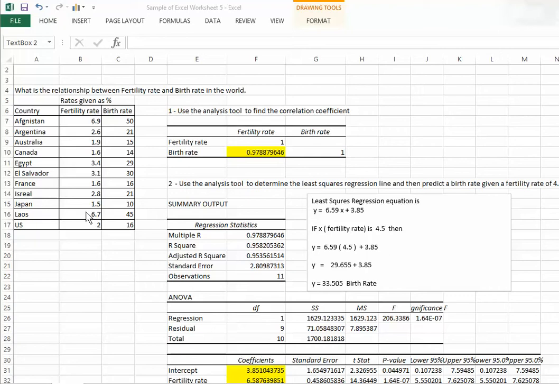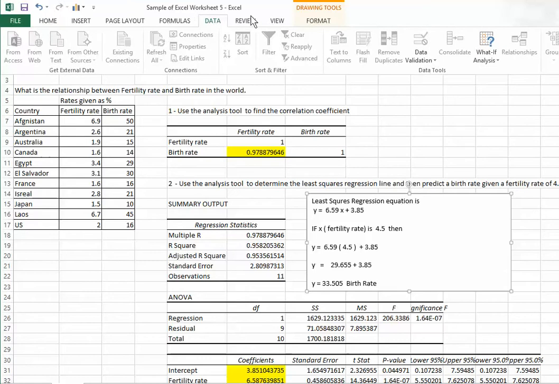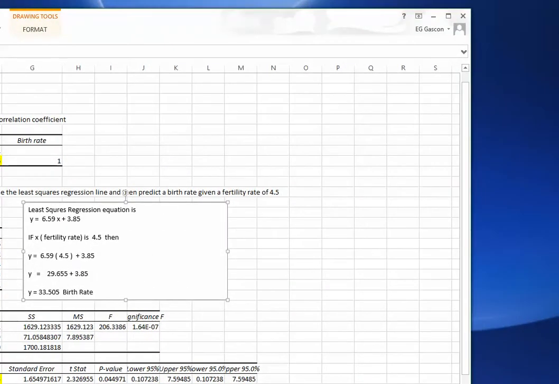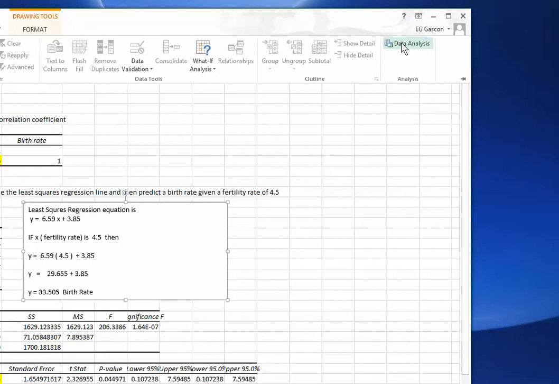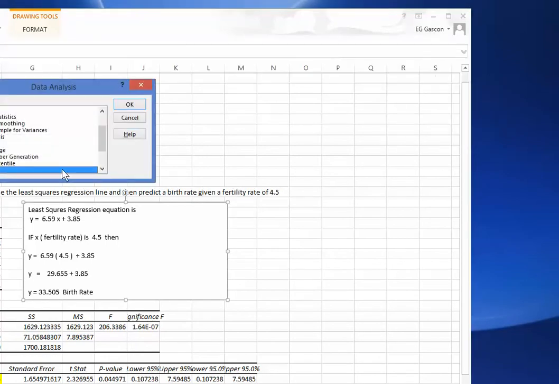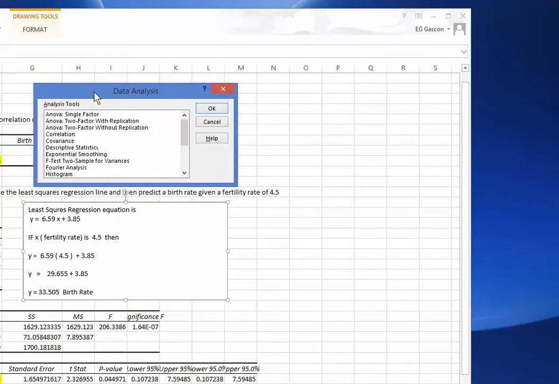So the first thing we want to do is find the correlation coefficient. And we do that by using our data analysis tools. And we click on Data. And way over at the far end is the Data Analysis tool. And so we click on that. And at the top of this, we choose Correlation.